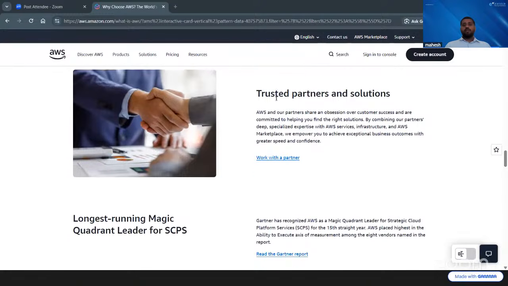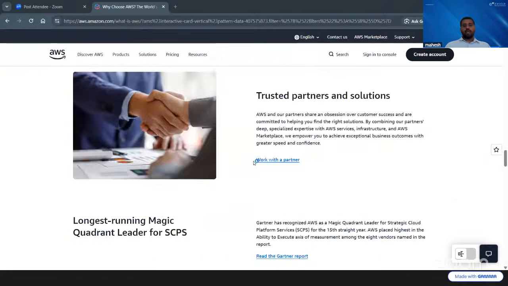Next we have the trusted partners and solutions. AWS partners with multiple companies as well, like Red Hat Linux. AWS also partners separately with some companies to get their services into the marketplace as well. Okay, these are some of the important things that I want to convey.